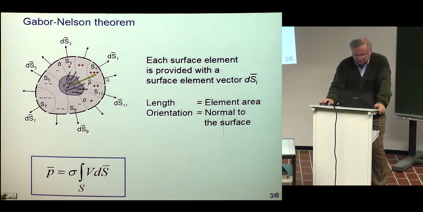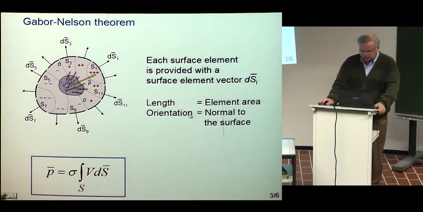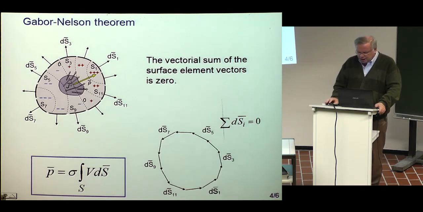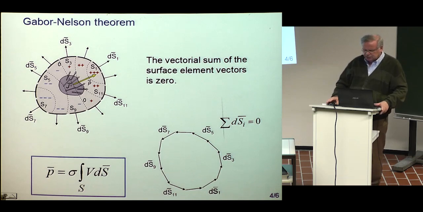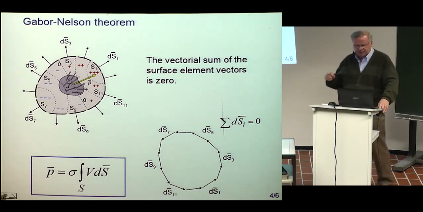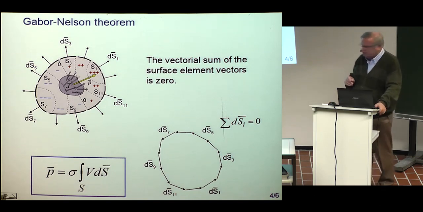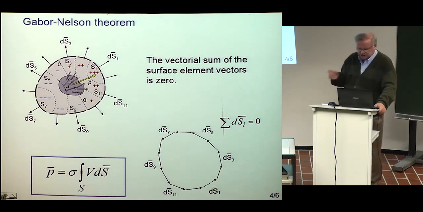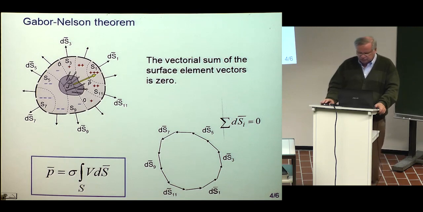And the surface element vectors, as I said before, their length equals the surface area and their orientation is normal to the surface. Now, this is not the Gabor-Nelson theorem, but if we sum up these vectorial surface elements, their sum is zero. But that is not the Gabor-Nelson process.